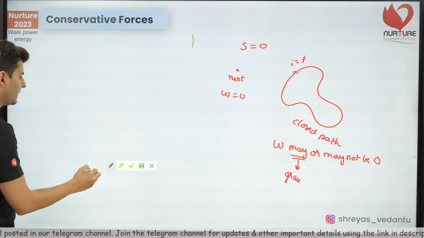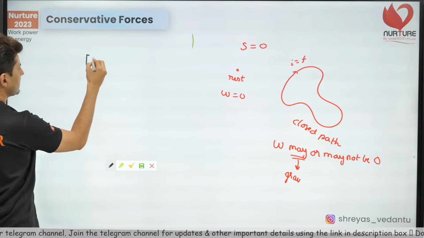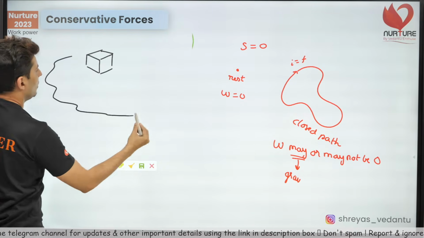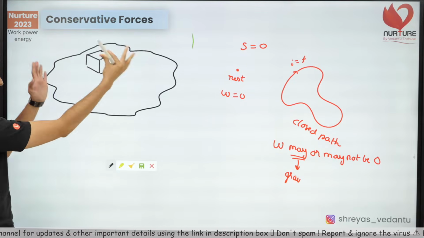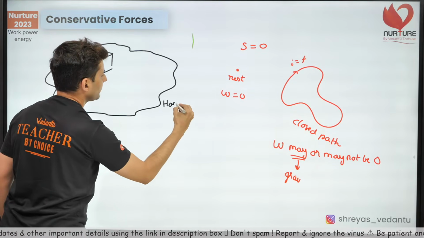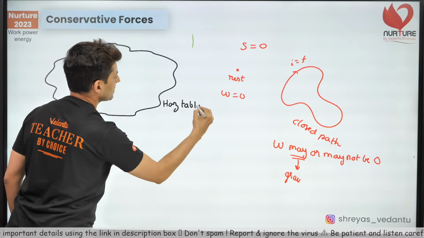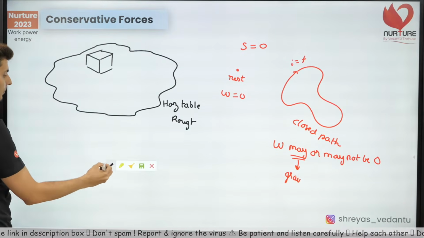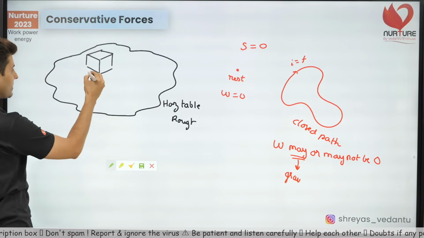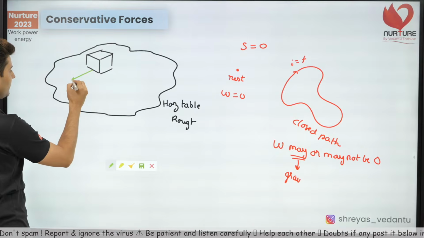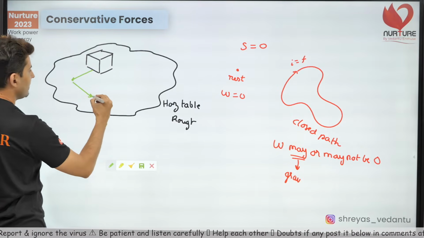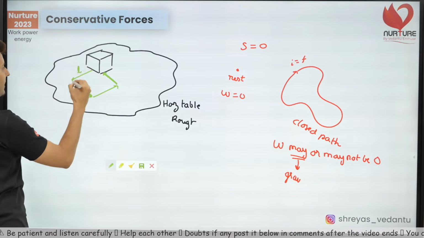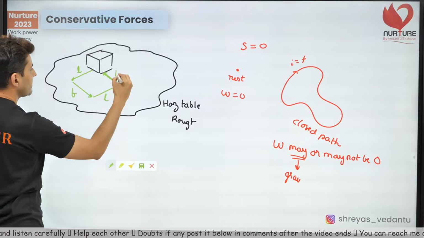Let's take another example, say like this. This is a block, and it is kept on a surface over here. I hope you can visualize it. This is a horizontal table which is very, very rough, let's say. And what I do is I move this box once here, then once like this, then once like this, and then once like this. Let's say this is L, this is B, this is L, this is B.